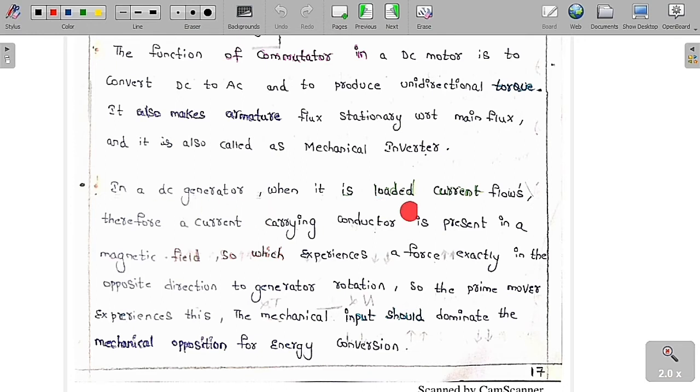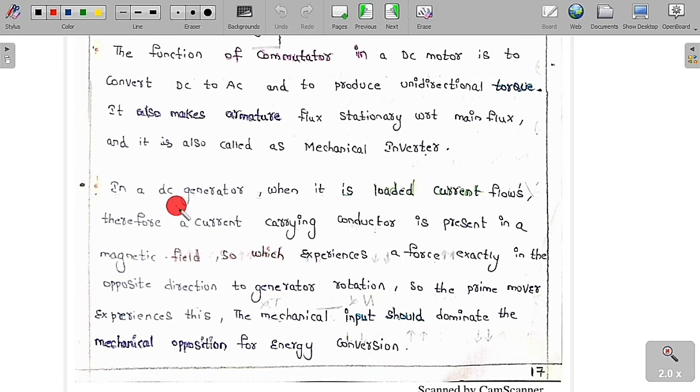In a DC generator, when it is loaded, current flows. Therefore, a current carrying conductor is present in a magnetic field, which experiences a force exactly opposite to the direction of generator rotation. So the prime mover experiences this. The mechanical input should dominate the electrical opposition for energy conversion.